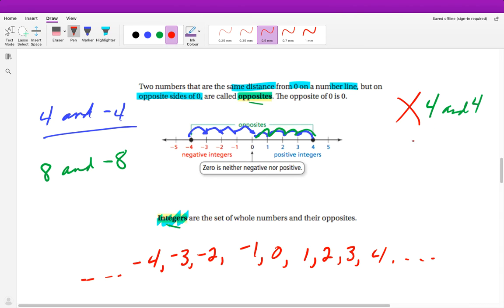But if we were to say 3.5, that is not considered an integer because it is not a whole number. And integers are all whole numbers plus their opposites. All right? And then the last thing, let's make sure I didn't say this, but the opposite of 0 is 0. So if I ask you what is the opposite of 0, that is just itself going to be 0. All right, now we're going to move into some examples.